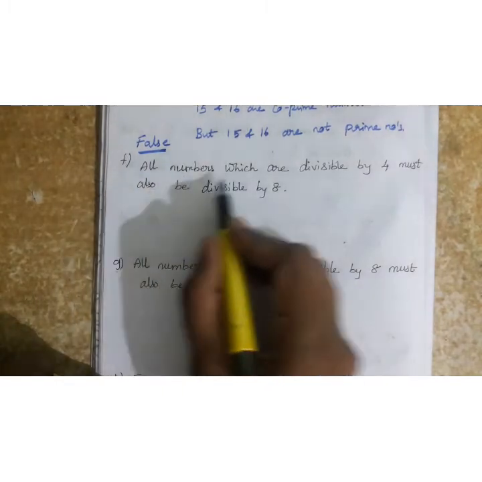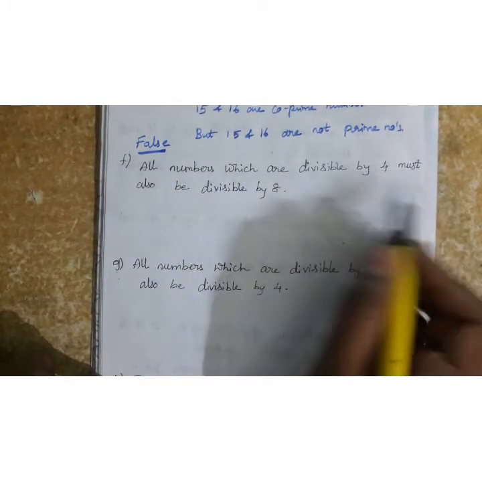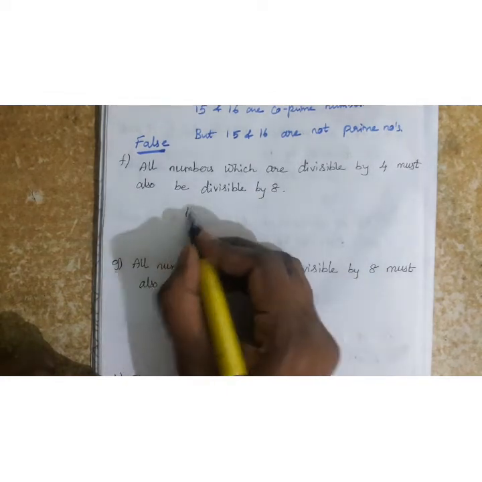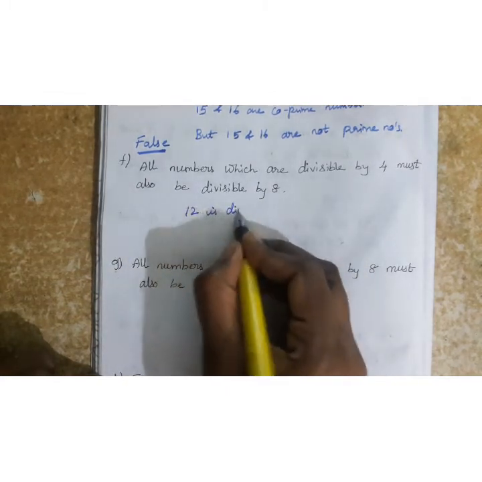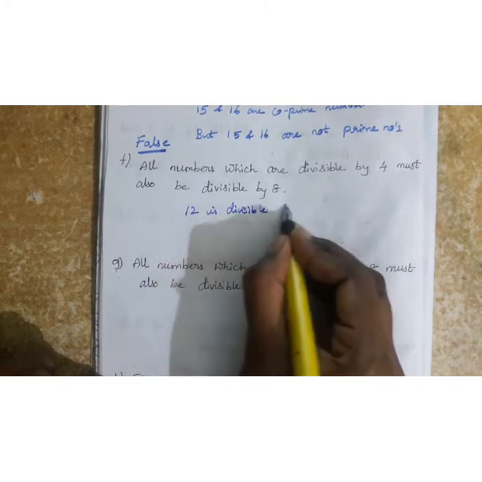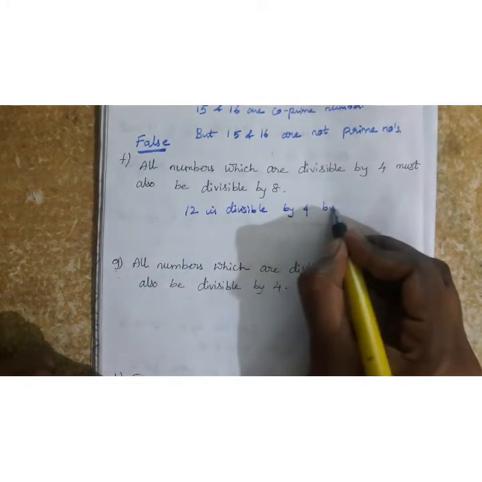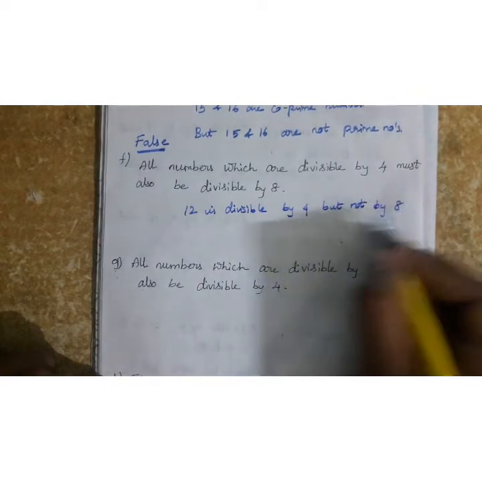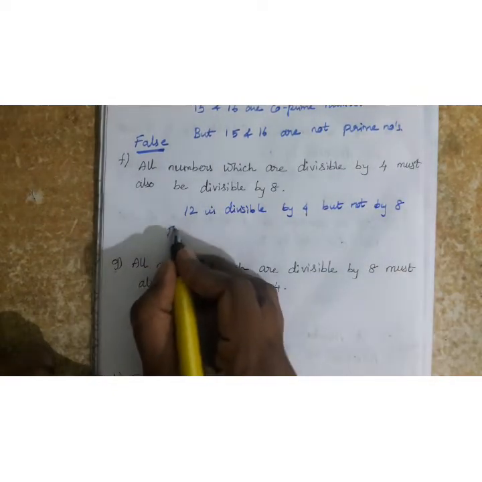F part. All numbers which are divisible by 4 must also be divisible by 8. Example, 12 is divisible by 4 but not divisible by 8. So the statement is false.